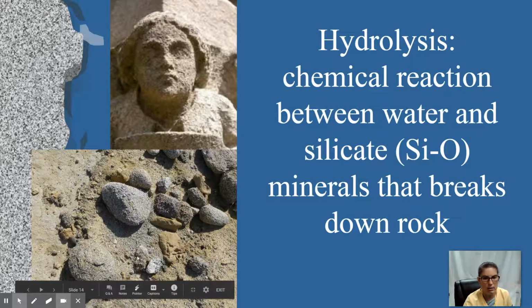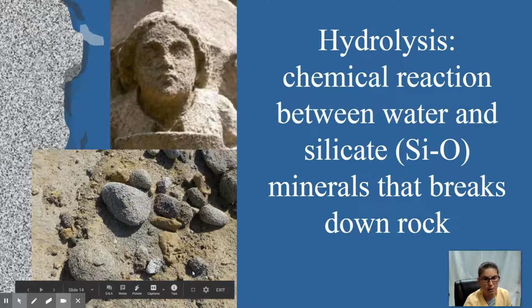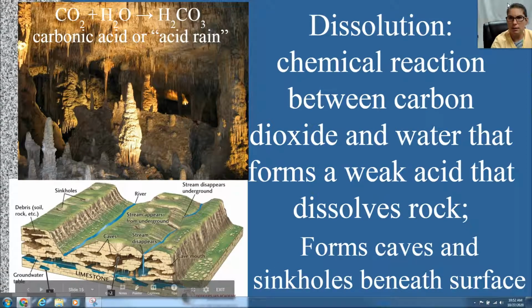It's a little harder to see in a non-man-made situation, like not a statue. But you can see here the surface of these rocks has been altered by the chemical reaction of the water and the silicate. That again is hydrolysis. And the third type of chemical reaction is dissolution.